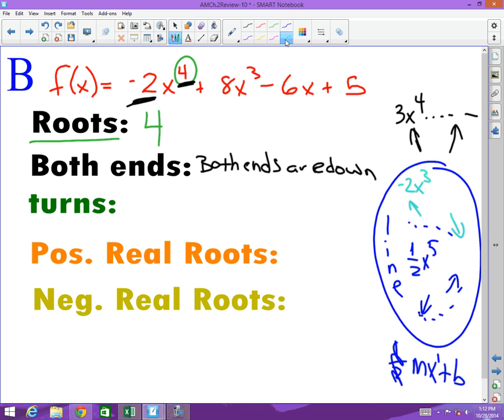And then finally, the number of turns it has would be at most 3. It's 1 less than whatever your largest exponent is. Doesn't necessarily mean it needs to be 3, but this one could look like this. Since both ends are down, it turns 3 times. It could also be something where it goes like that, and then there. Or maybe it's just up and then flattens and then back over. Something along those lines.